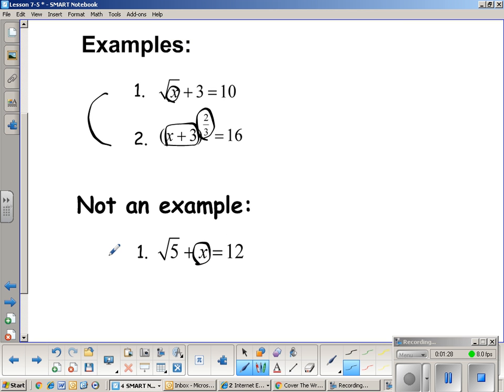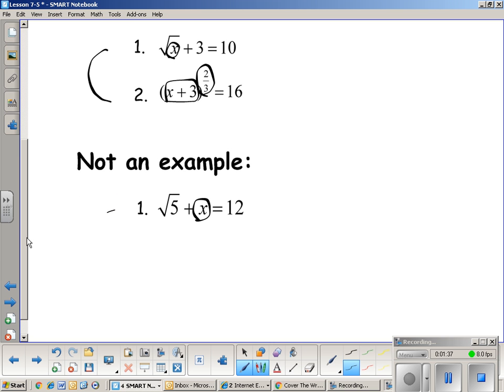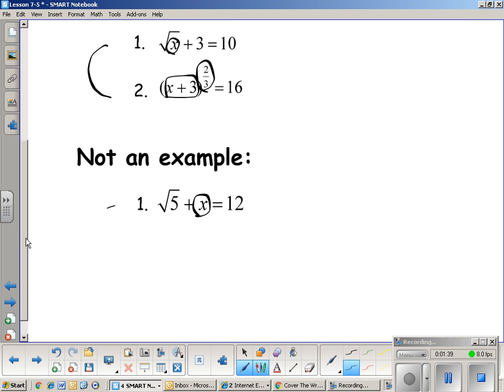This is not a radical equation. Yeah, this equation has a radical in it, but it's not a radical equation. Okay? Does that seem simple enough? How to identify them?